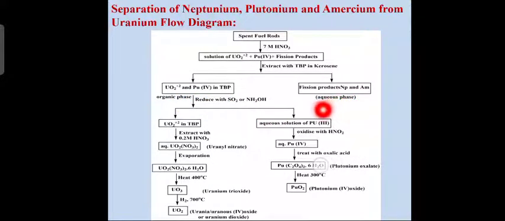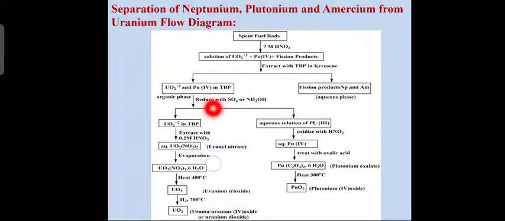It is clear from the flow diagram, right? When you extract with the TBP in kerosene, you get 2 phases. One is the aqueous phase, the other one is the organic phase. What does the organic phase contain? UO2 2+ and Pu4 in TBP. What does the aqueous phase contain? It contains fission products, Np and Am, so americium and neptunium. Now we will continue with the organic phase.